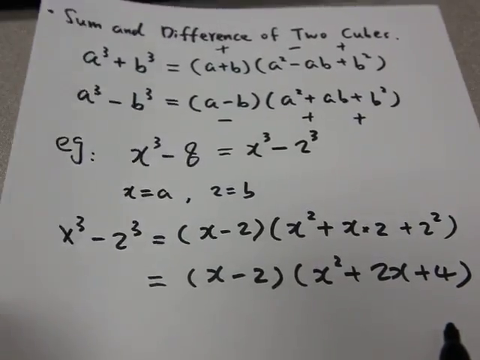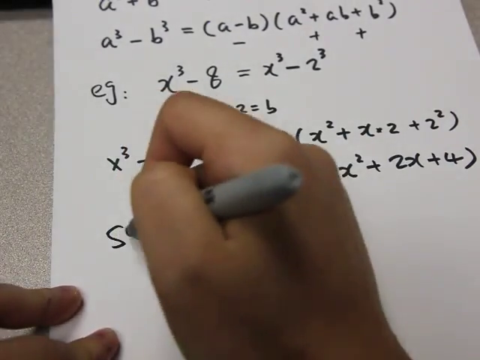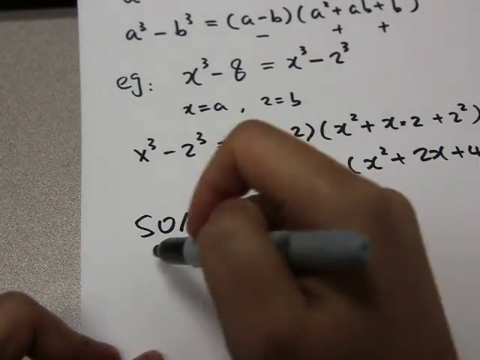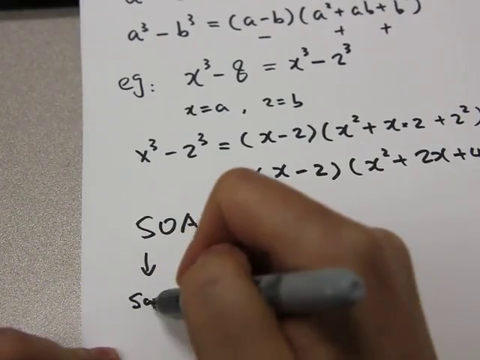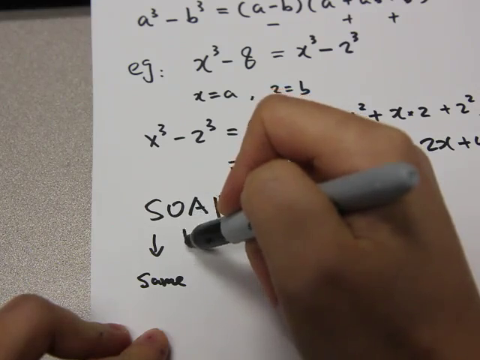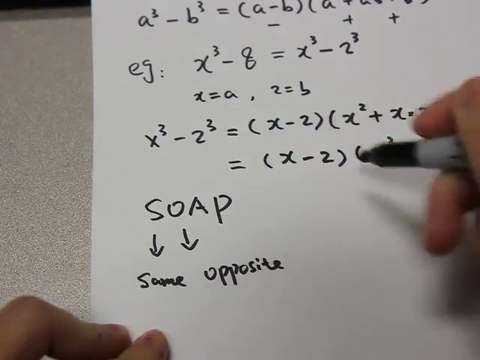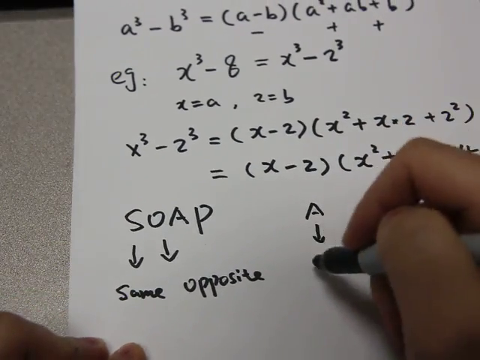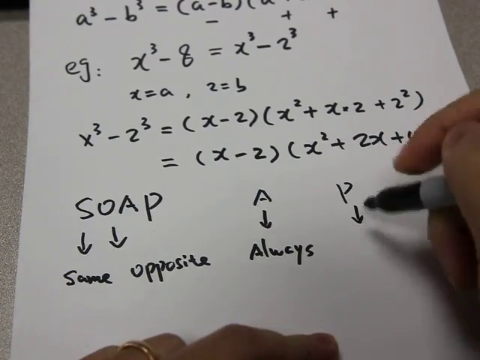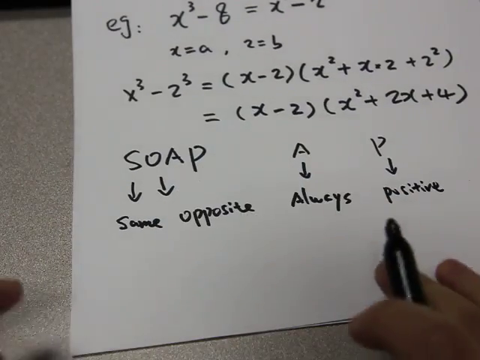You can use this way to memorize the order of the signs, and it is called SOAP. So here S stands for same, O stands for opposite, A stands for always, and P stands for positive. Okay, let me explain what this means.